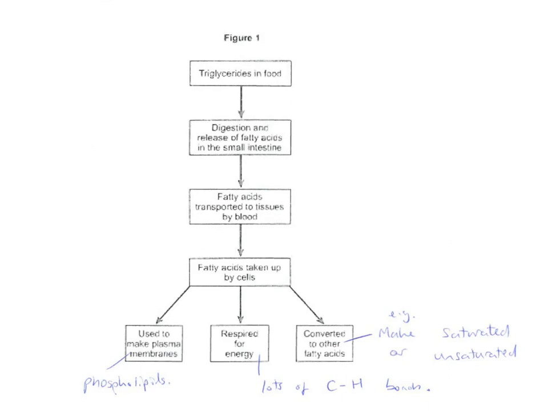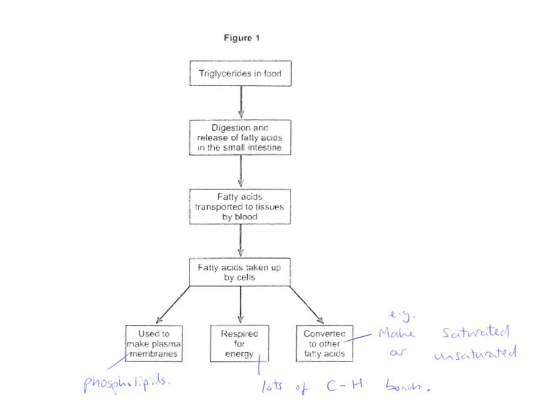Okay, so figure 1 isn't so much a data task, but it just illustrates what kind of things you could perhaps be thinking about if you see this type of thing. So the idea that triglycerides are found in food, so fatty foods contain triglycerides as part of the lipid molecules. These triglycerides need to be hydrolyzed into fatty acids and glycerol.